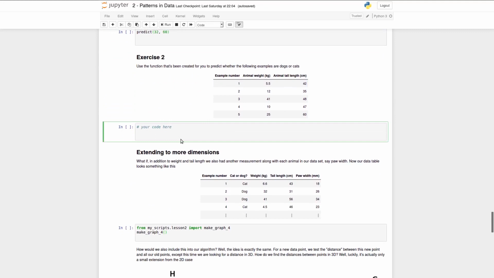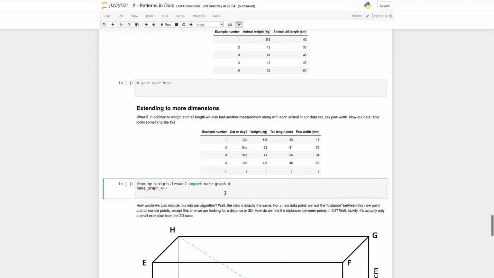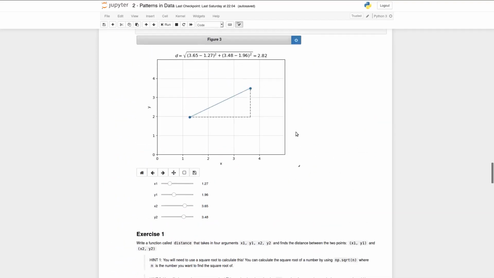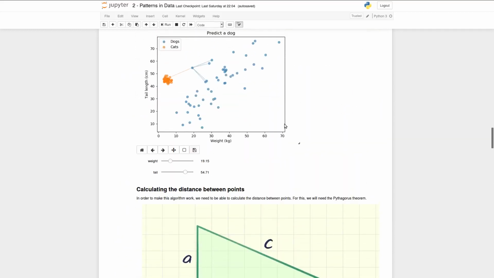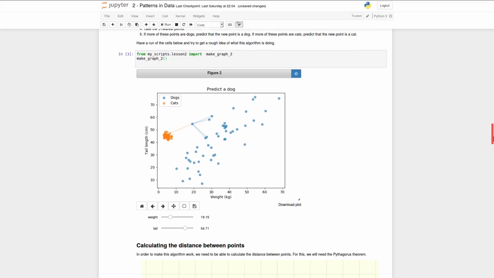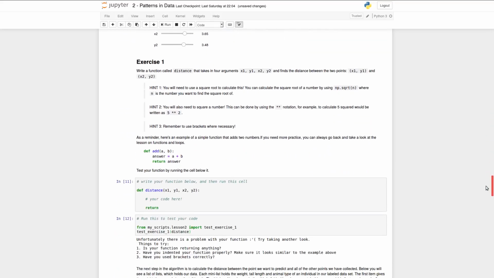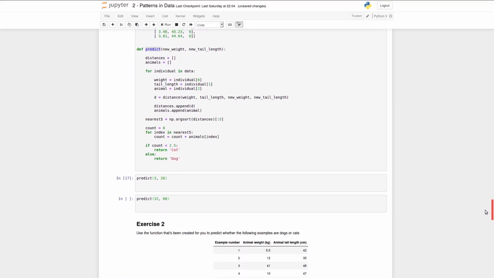Okay, so the next thing that we are going to think about is, what if, in addition to the weight and the tail length of each of these animals, we also had another variable? So, for example, what if we also had the paw width of this animal? In that case, our method of plotting a distance on a 2D graph is no longer going to work, because we've now got more than just weight and tail length. We've now got another thing, which is going to be the paw width. So we're going to have to think of a new way of doing this.